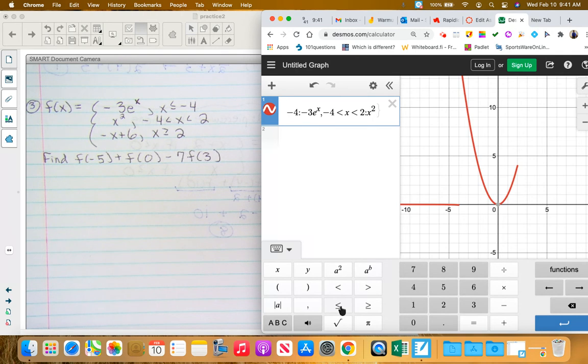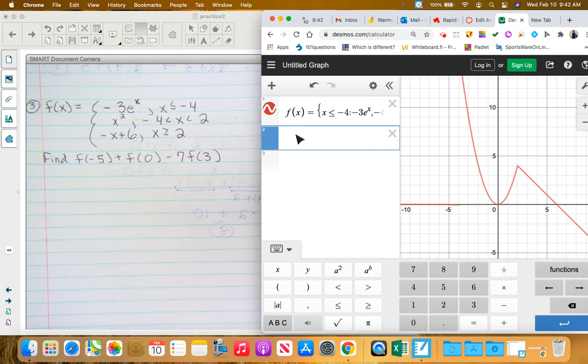And then the last section that we're typing in, make sure you put a comma. The last section is the linear function. And we'll put a colon and negative x plus 6. So this graph has 3 different types of graphs in it. The negative 3e to the x is continuous exponential growth, which we'll get to a little later in the semester. x squared is a parabola, and then negative x plus 6 is a linear function. So this piecewise function is comprised of 3 different types of functions, but that's okay.